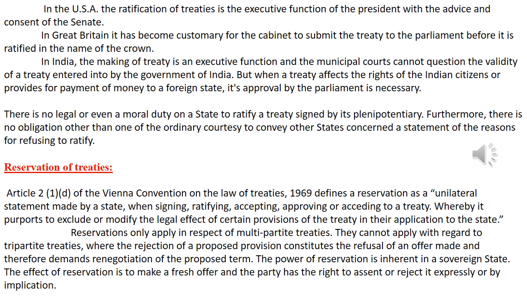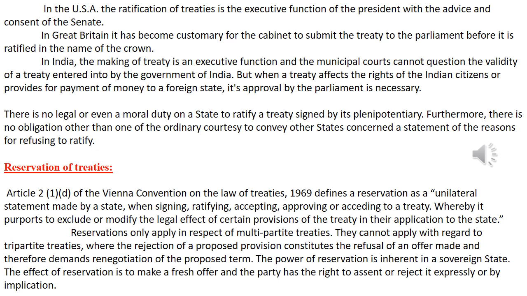So, reservation is a unilateral statement made by the state while ratifying, signing or approving a treaty. Reservations only apply in respect of multipartite treaties. Bilateral treaties, bipartite treaties, will not be involved in reservations. They cannot apply with regard to tripartite treaties also, where the rejection of a proposed provision constitutes the refusal of an offer made and therefore demands a renegotiation of the proposed term.